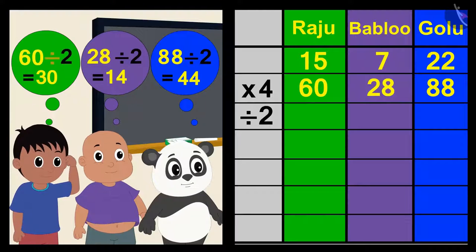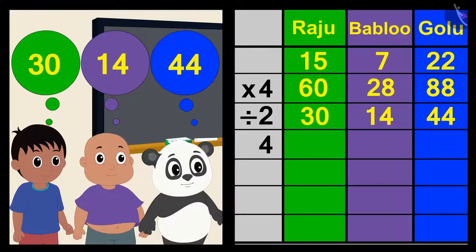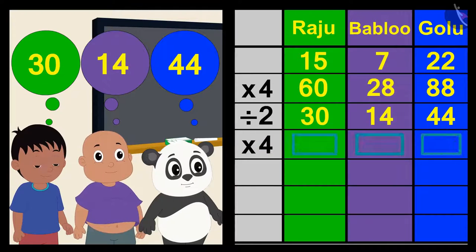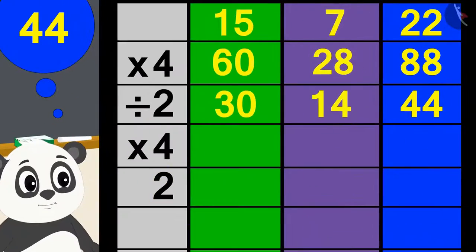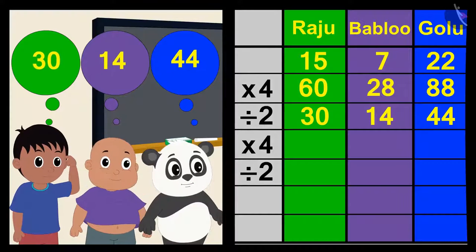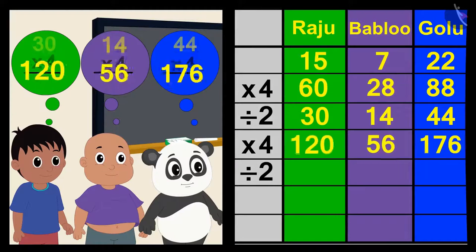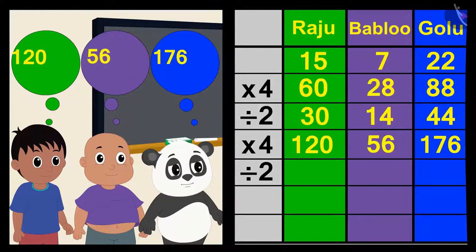Now, multiply your answer once again by 4 and then divide that answer by 2. Sher Khan said. The three friends multiplied their answer by 4 in this way and then divided the received answer by 2.